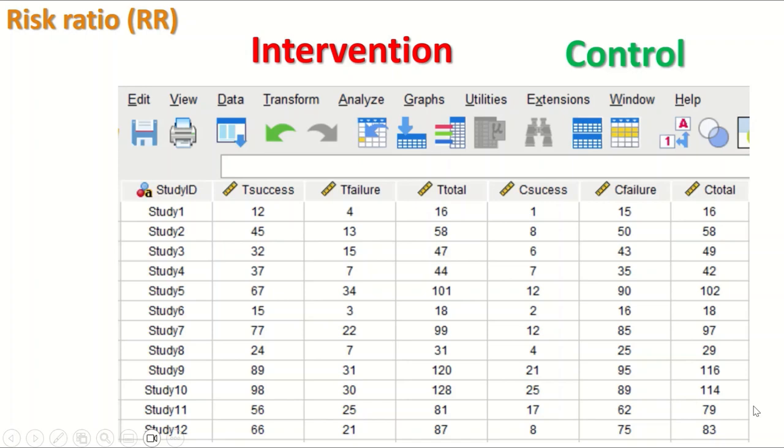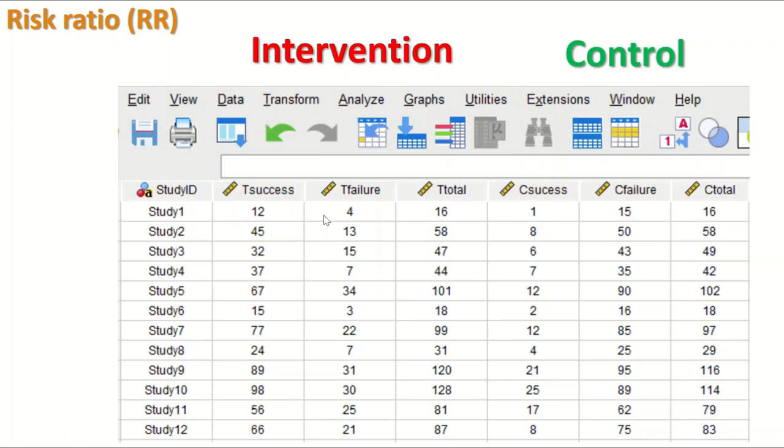Here I have inserted data for 12 studies investigating the efficacy of a drug in treating a certain condition, and the following scores were included. Each study had segregated the participants into an intervention or treated group and a control, and the number of events occurring in the intervention is counted, and the number of no events is counted, and the total number of participants is also calculated for the intervention. For the control also, the number of events or cases at risk is counted, along with the total number in the control.